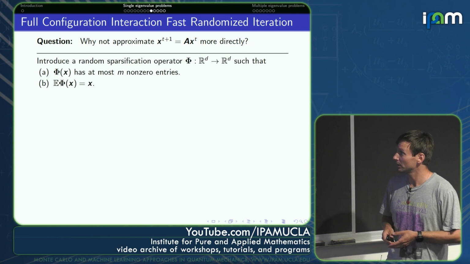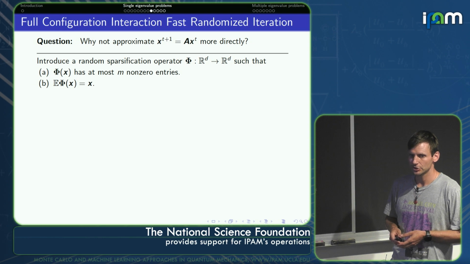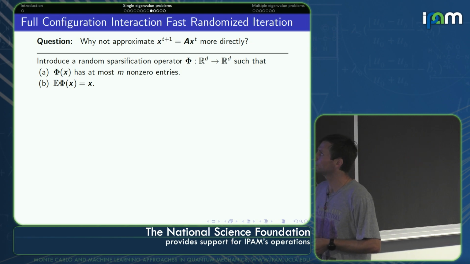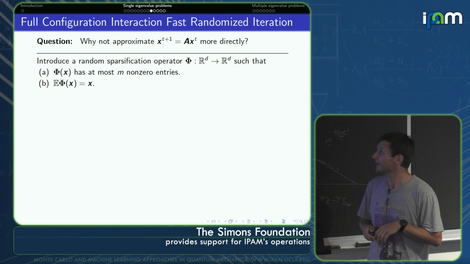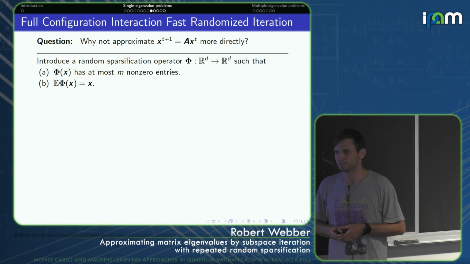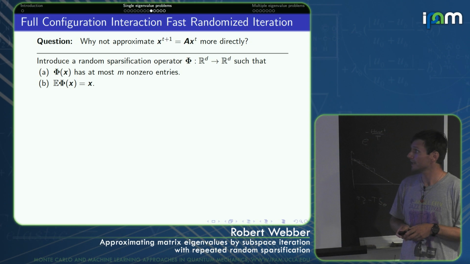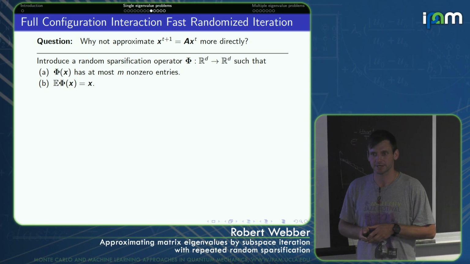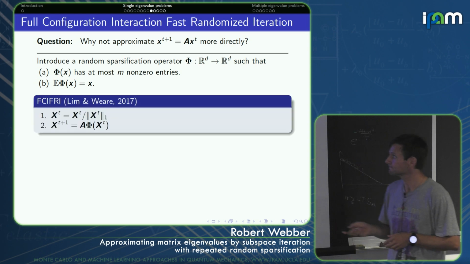And so an idea would be random sparsification. You can introduce a mathematical operator that gives random output. It maps a d vector to another d vector that has at most m non-zero entries, where m is a user set number, let's say 10 million. And the expectation value of phi x is x, so it's unbiased. In expectation, it doesn't change the input.